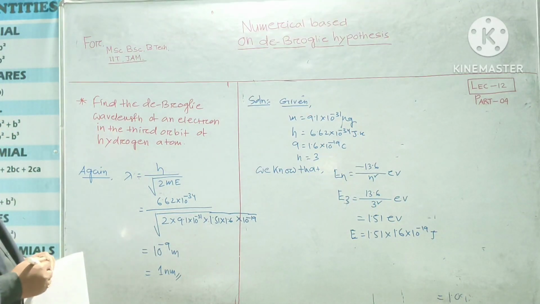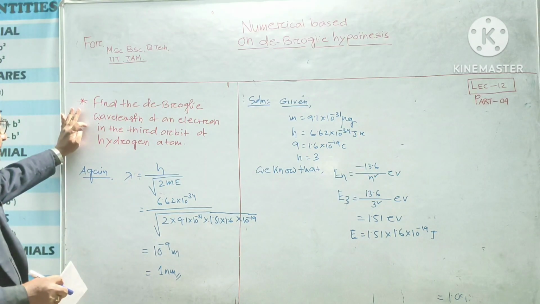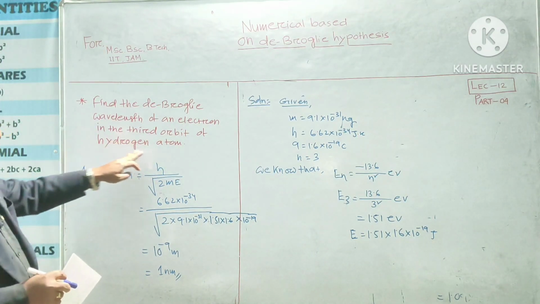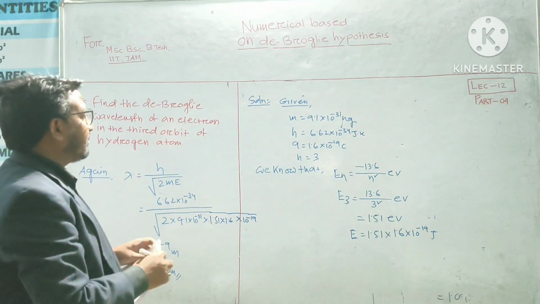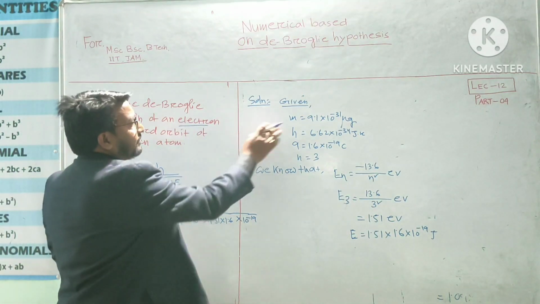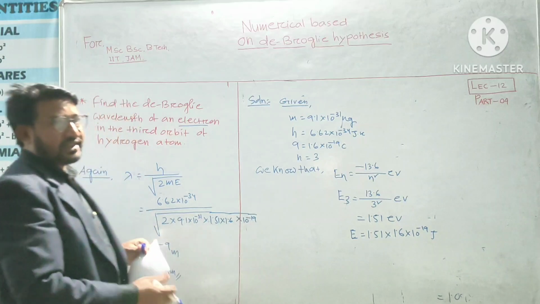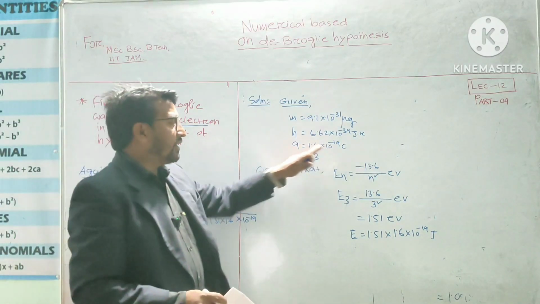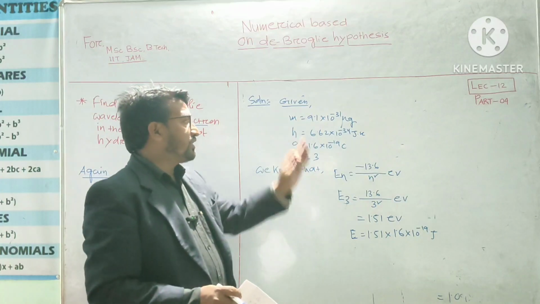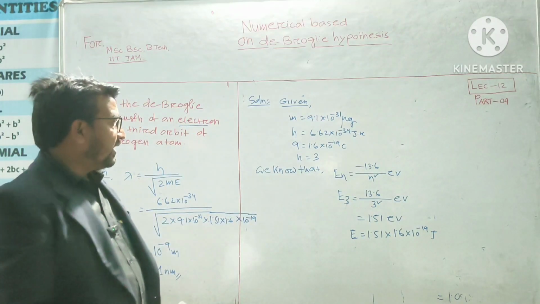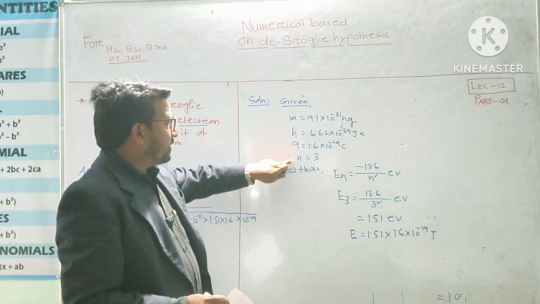The statement of this question: find the de Broglie wavelength of an electron in the third orbit of hydrogen atom. Okay, so the given information of this question, particle is electron, this is clear that, so we can write mass of electron particle 9.1 into 10 to the minus 31 kg, and charge of electron 1.6 into 10 to the minus 19 coulomb, and also Planck constant, this is equal to 6.62 into 10 to the minus 34 joule second, and n, this is n equal 3.